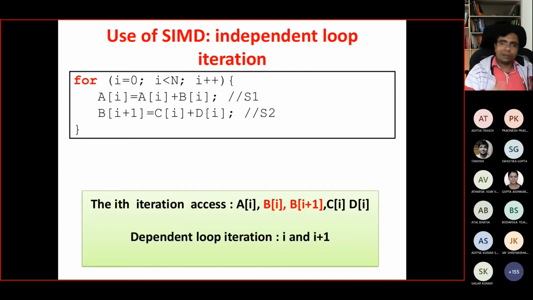So what we need is that in the ith iteration, it needs to access either the ith or the i+1 element of one vector, not both, or i-1. So it can be only one value, not two values. For a[i] it is ith, for c[i] it is ith, d[i] ith, but for b[i] it is accessing two different values in the ith iteration. So it is not parallelized. If it accesses only i+1, that's fine, or only ith, that is also fine. But because of these dependent loop iterations, it cannot be parallelized. So we need to make it independent, then only it can be parallelized.